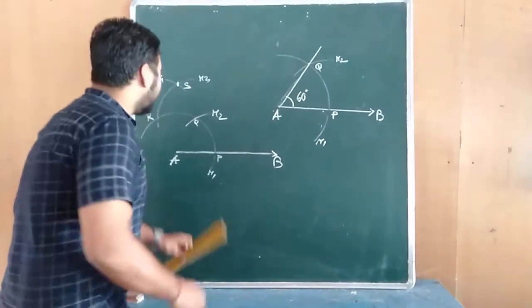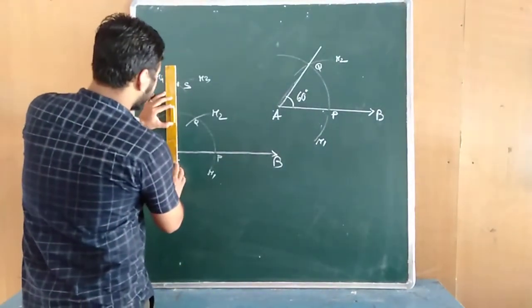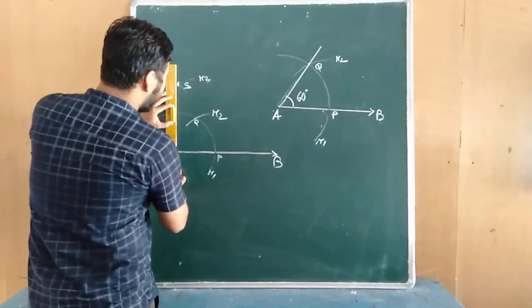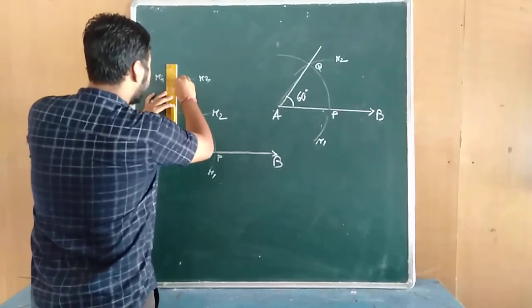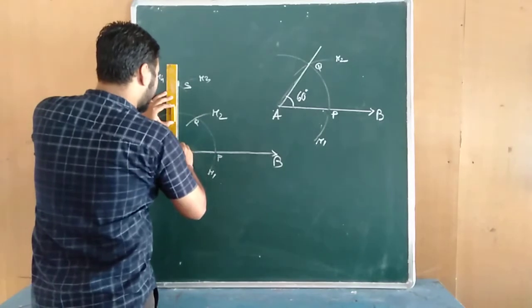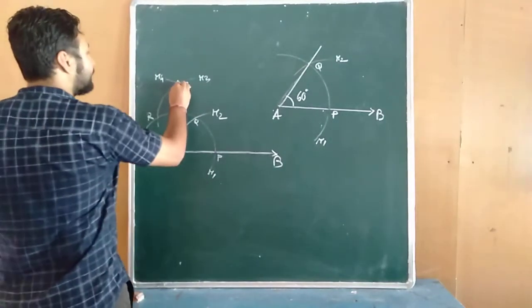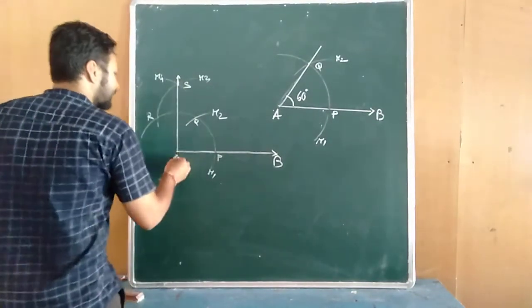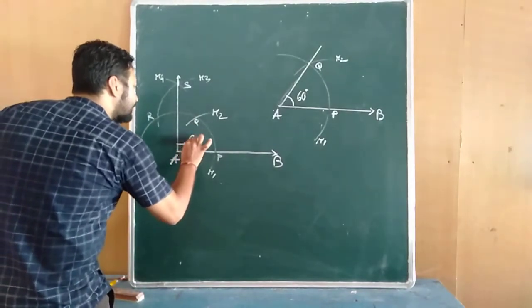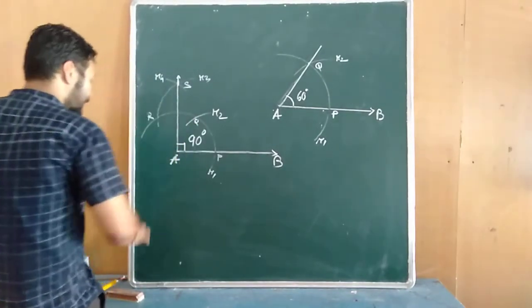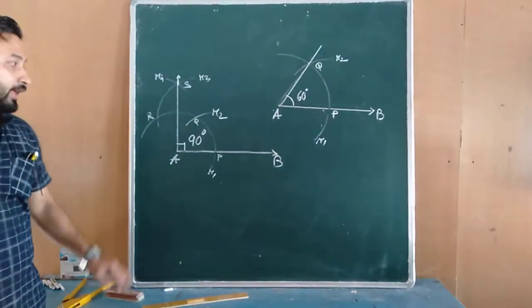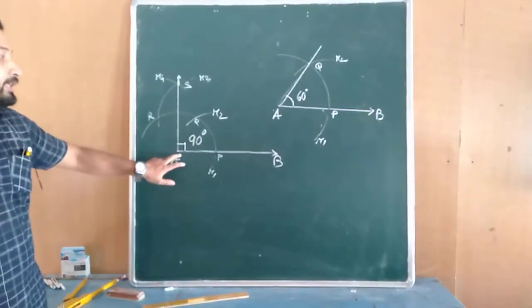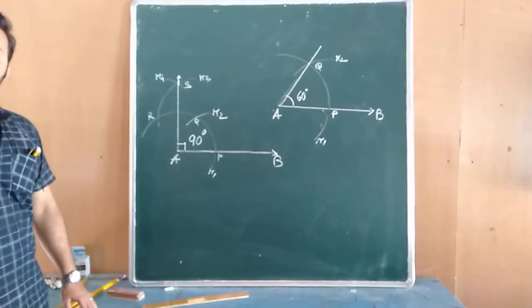Now we can join this point S and our initial point A. So this angle will now be a 90-degree angle. So in this way we can construct an angle of 90 degrees at the initial point of a ray. Okay.